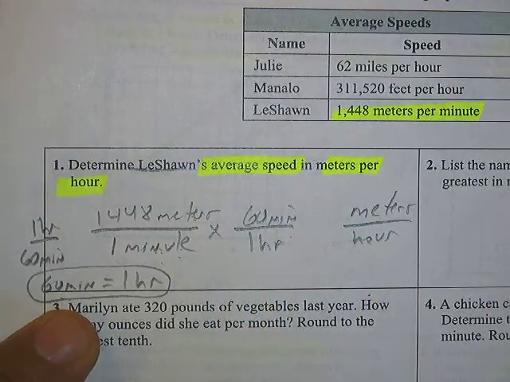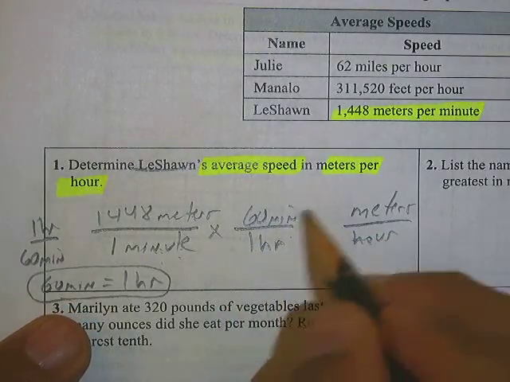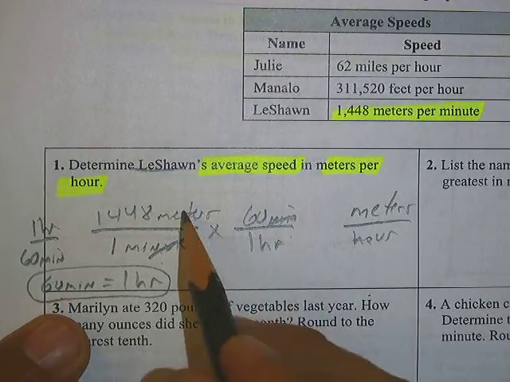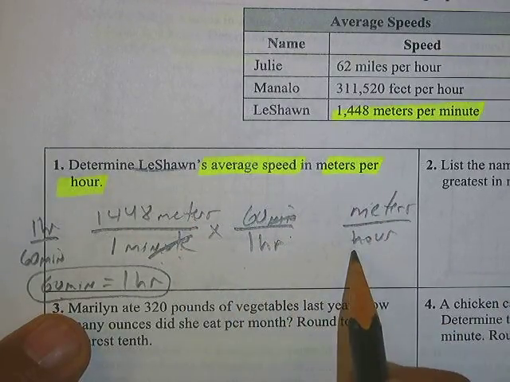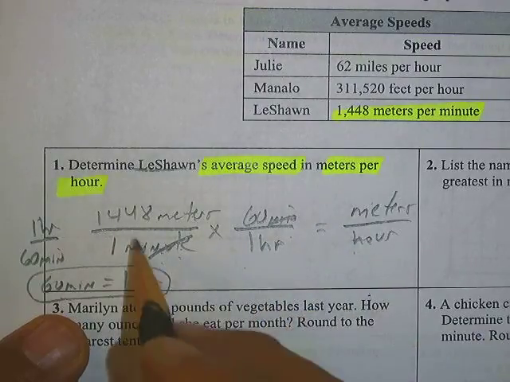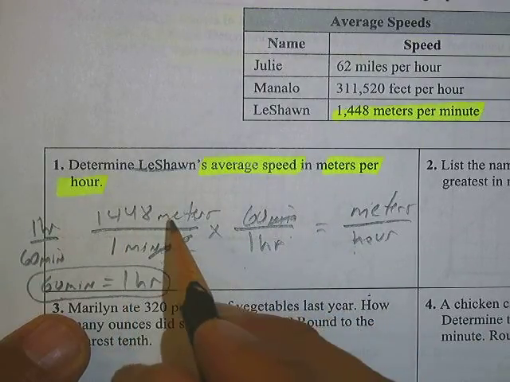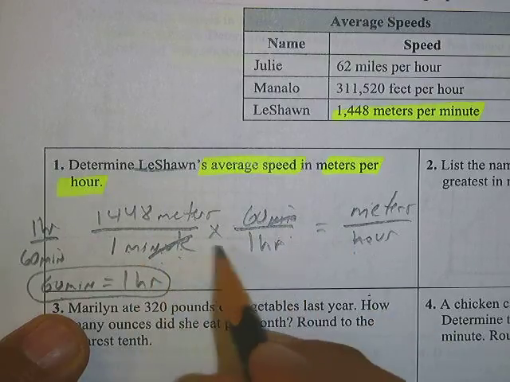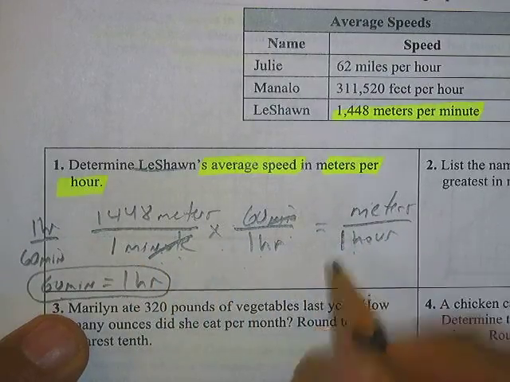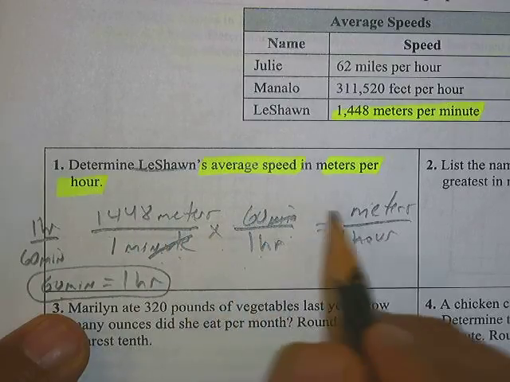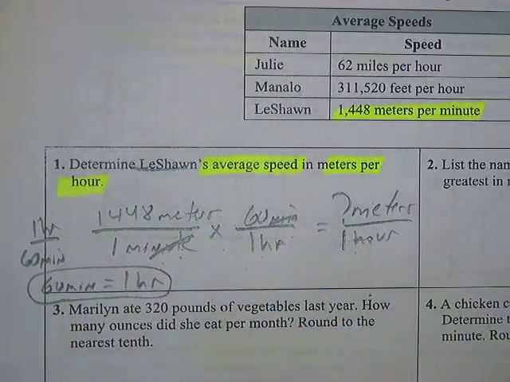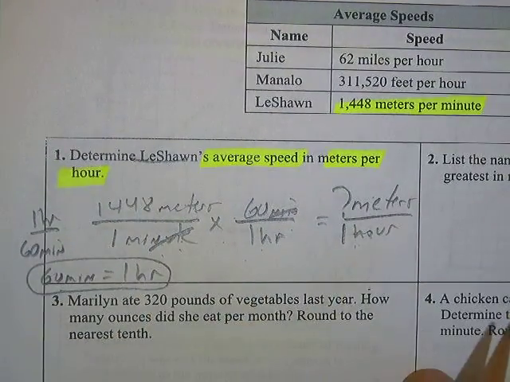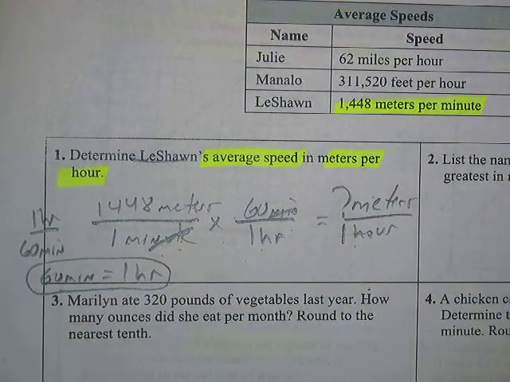there's 60 minutes. Now what I'm going to do next is look, minutes cancel with minutes. Now I have meters with meters, and I have hours with hours. All I gotta do is multiply across: 1448 times 60, and then 1 times 1 is just 1. So all you gotta do is multiply these two, and you get the answer. And I think you can do that on your own. So you multiply this times this, and you find the answer.